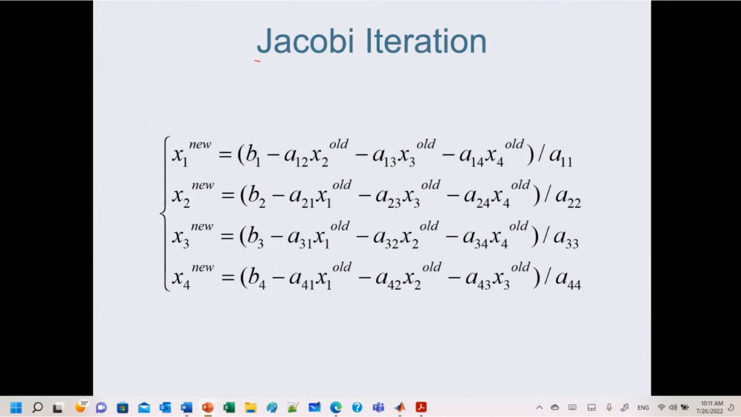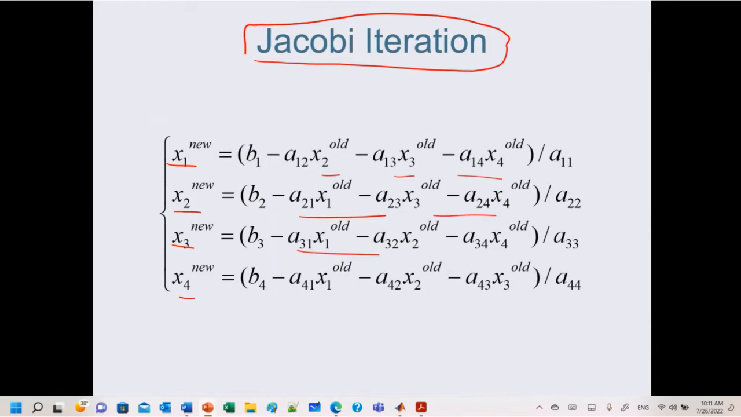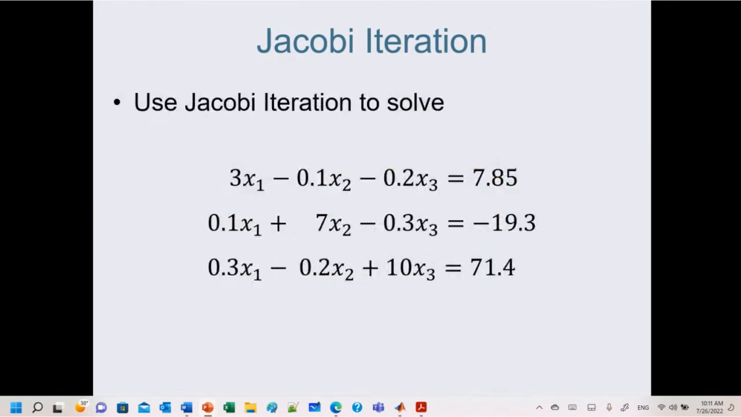So this is the Jacobi iteration. It says the new values can be found using the old values by rearranging the equations. Let's take this example.